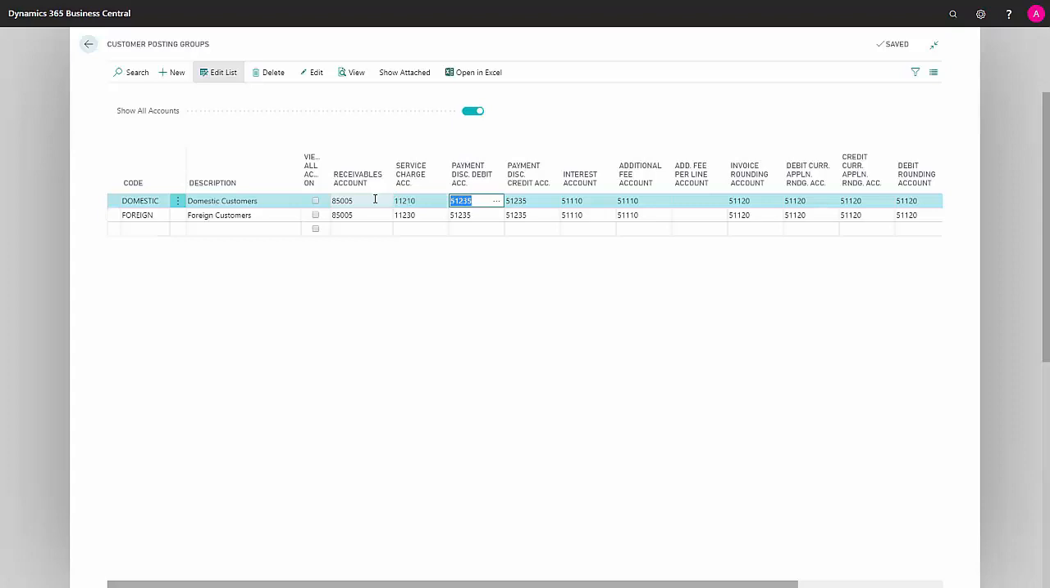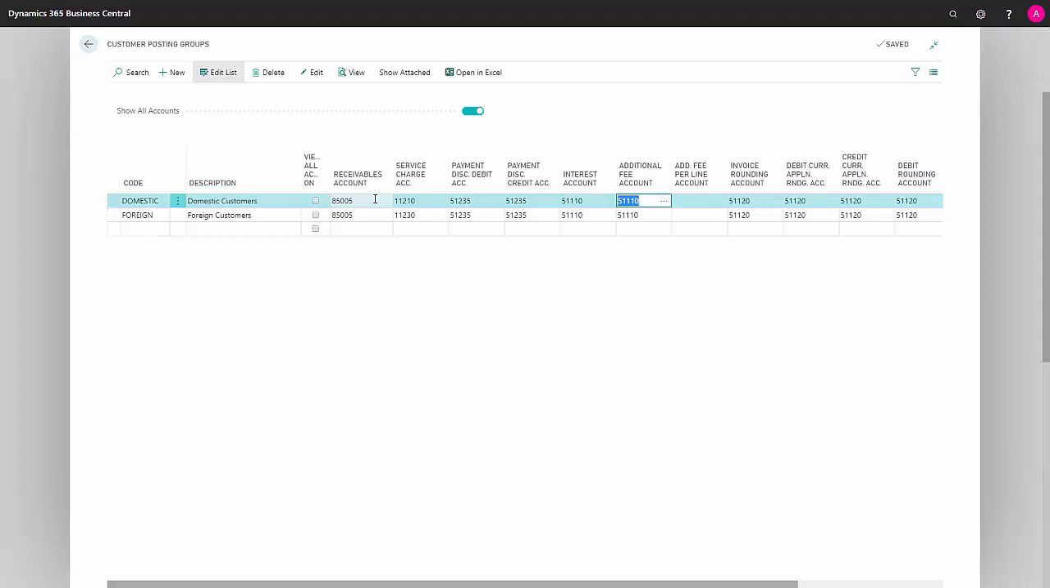Payment Discount Debit Account and Payment Discount Credit Account are where, when you have given cash discounts, the sums representing the difference between the original sum and what they've actually paid, which is your cash discount, will end up in these two accounts. That'll either be in debit, which is this field, or in credit, which is this field. The next field is our interest account, which is the account to which, if you issue reminders or finance charge memos with interest on them, this interest revenue will be posted.